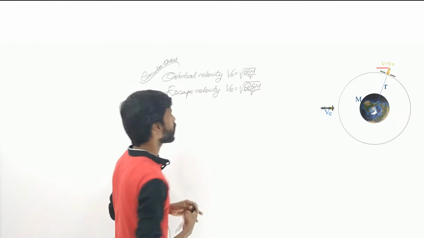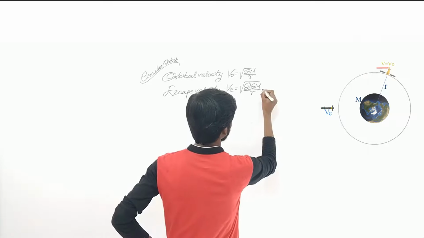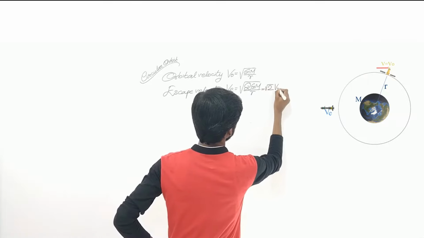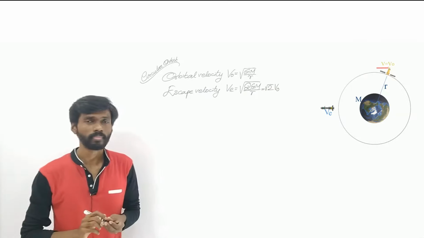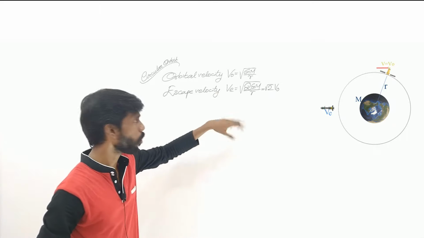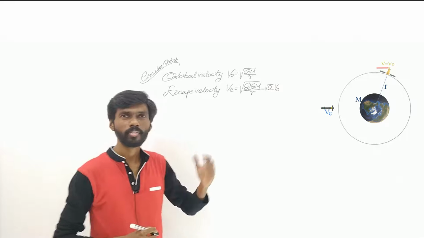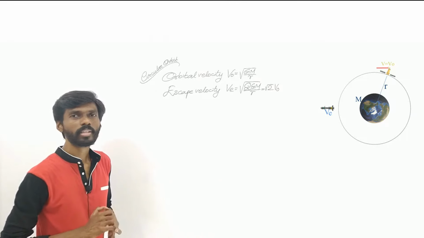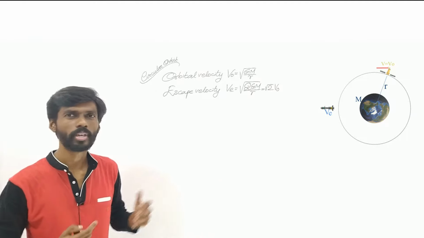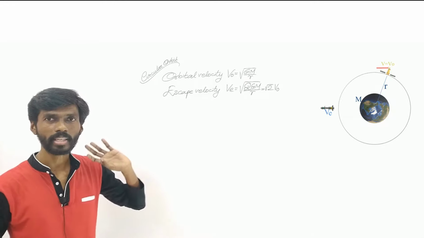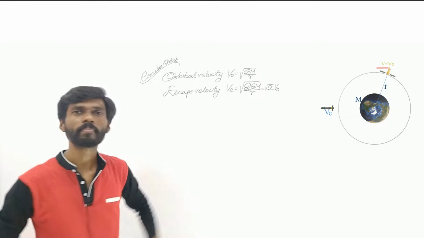This speed can also be written in terms of the orbital speed. It is root 2 times the orbital speed. That means the escape velocity is a little more than the orbital speed, approximately 1.41 times, which means 41% more. So if you increase the speed of a satellite by about 41%, it will escape from the planet. That is escape velocity.